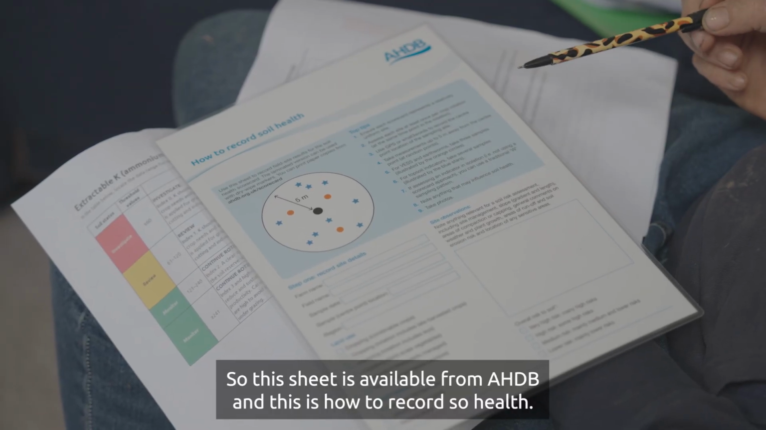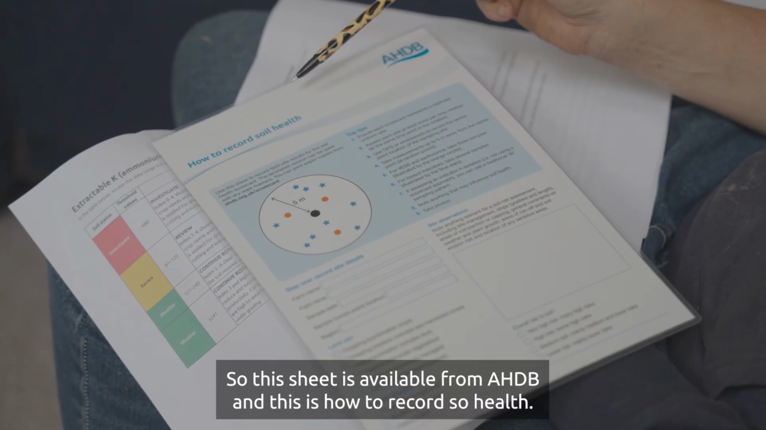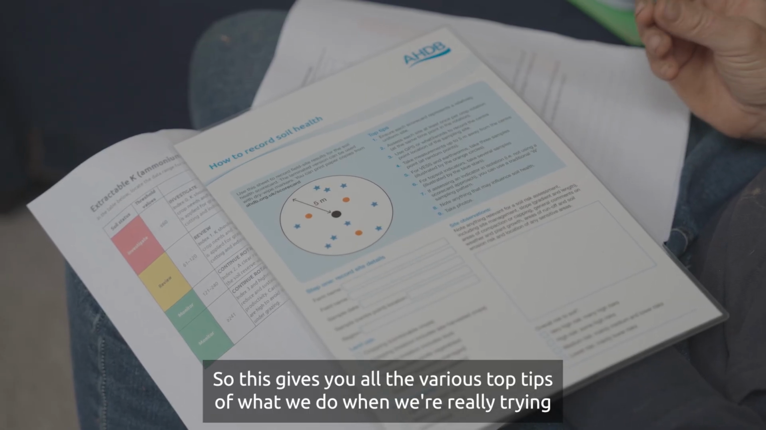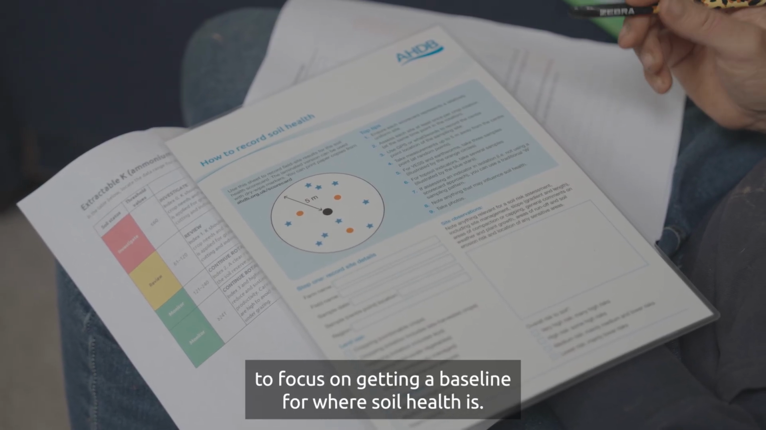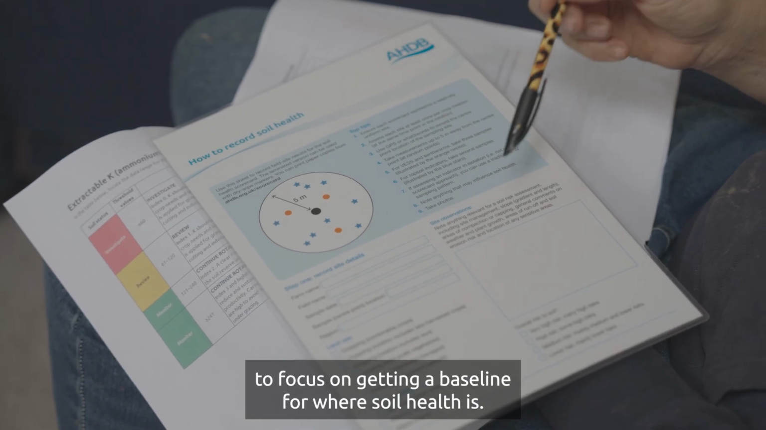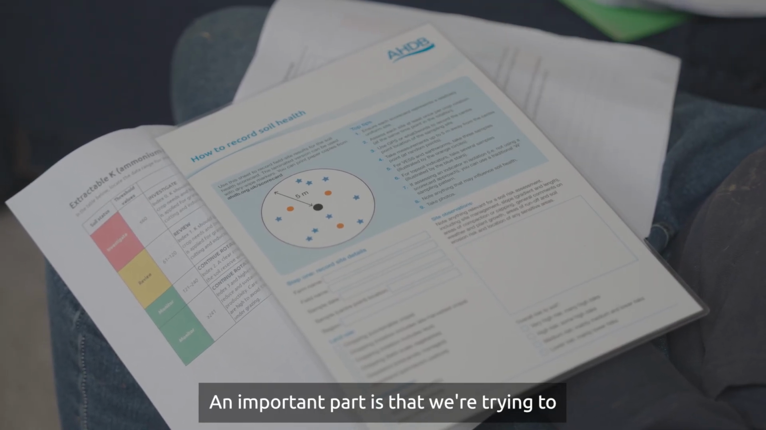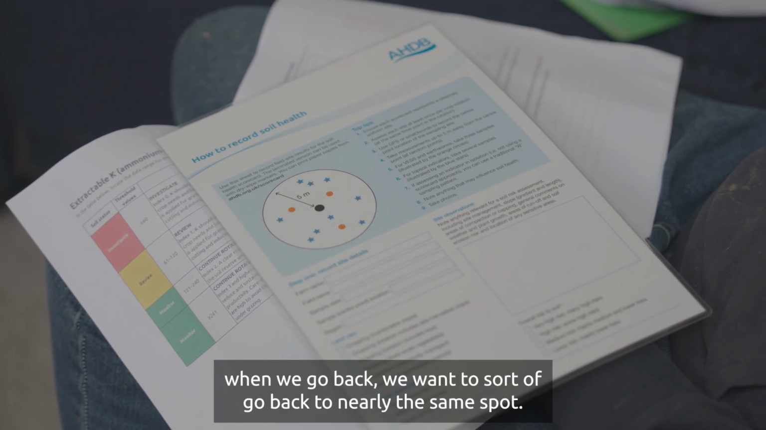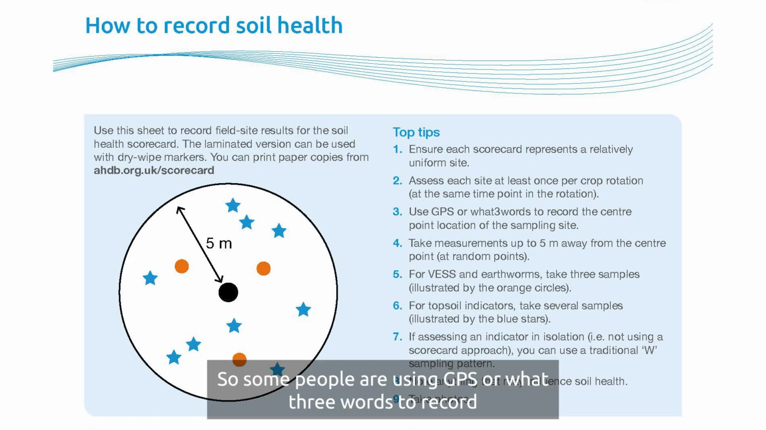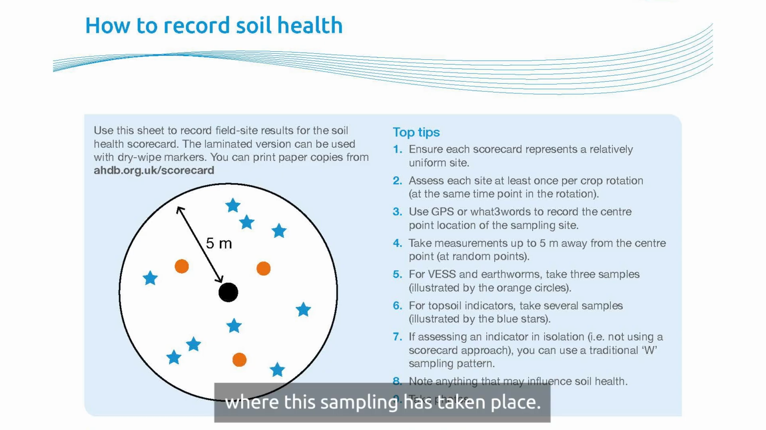So this sheet is available from AHDB, and this is how to record soil health. It gives you all the various top tips of what we do when we're really trying to focus on getting a baseline for where soil health is. An important part is that when we go back, we want to go back to nearly the same spot.